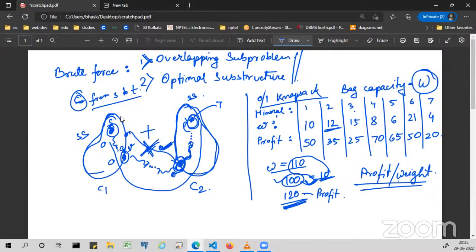The reason for that is you cannot break the minerals, right? So again, you may land up in the trap that I discussed because the bag capacity is W. You are putting minerals on the basis of this profit per weight value, but at the end you have some capacity left in the bag, and that capacity is too small to put any other leftover mineral from your arsenal. Okay, so you are losing that profit.